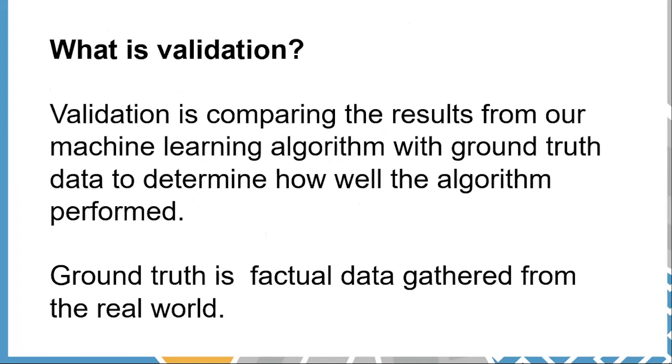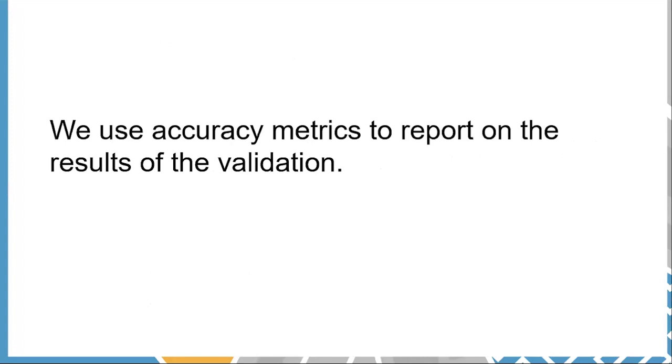The next section we'll be revisiting, as we go into the notebook, is that after we've done our classification, we usually want to validate our results. What happens in validation is we are trying to compare, okay, this is the output from the model, how does it compare with ground truth data, so that we know how well the algorithm performed. Ground truth data is the factual data that we've gathered from the real world. And accuracy metrics are how we report how well the validation has gone.